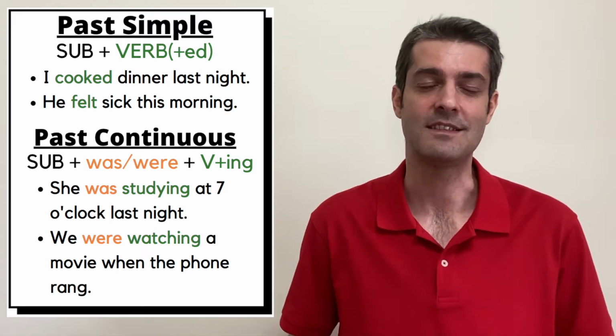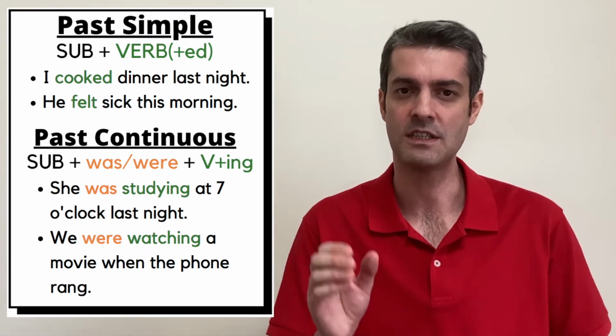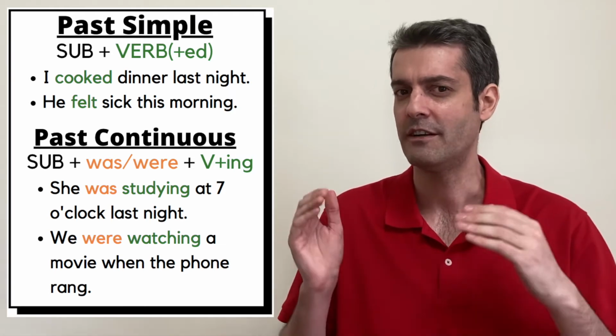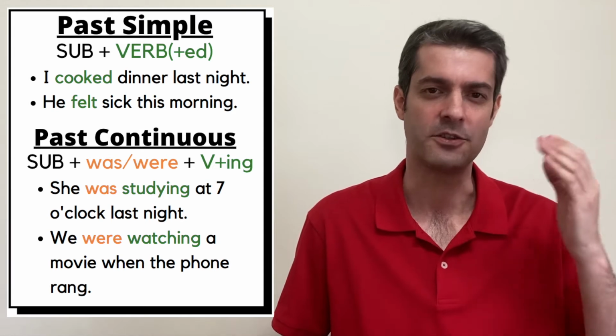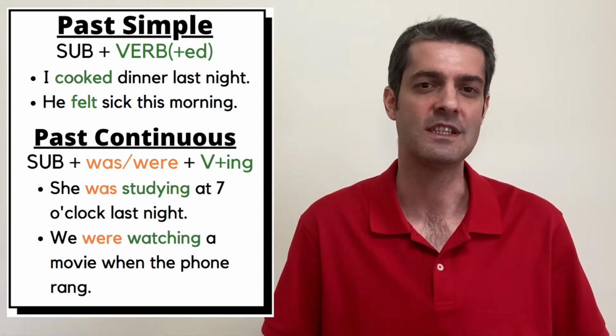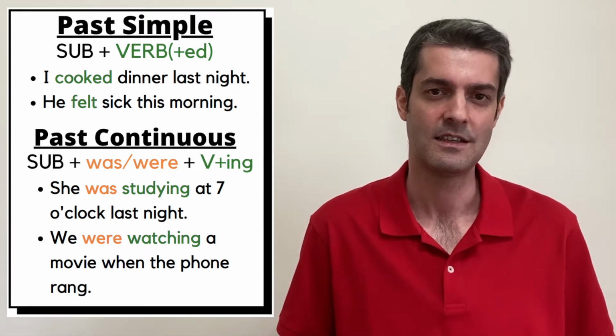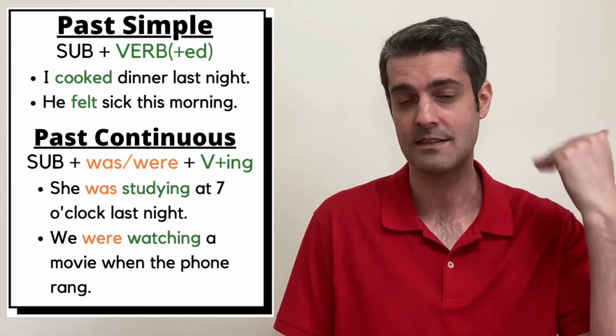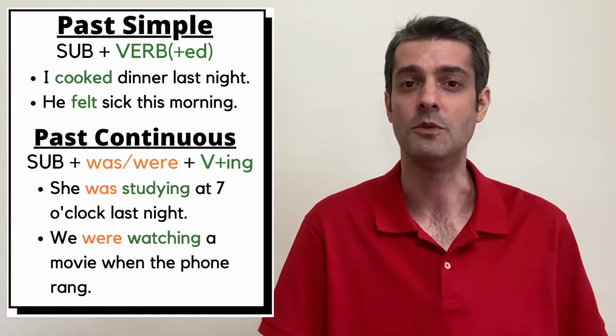To create past continuous tense sentences, we have our subject, was or were, and a verb plus ing. We go over ing endings, how to create sentences, and questions in part 3 of this series. So two examples are, she was studying at 7 o'clock last night and we were watching a movie when the phone rang.